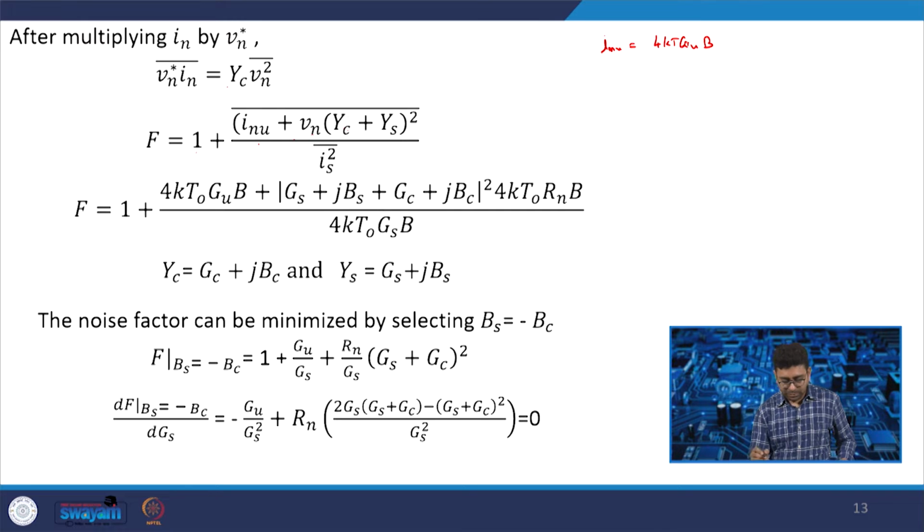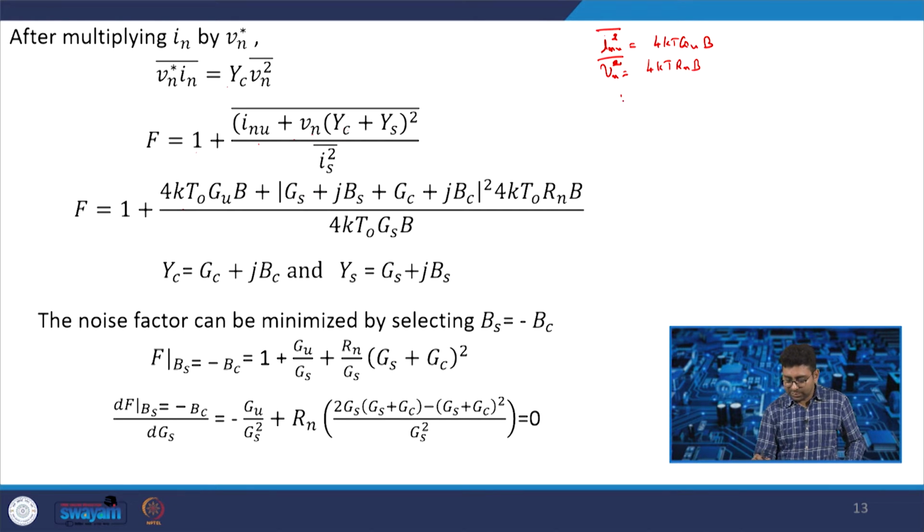Gu into B, and you can write a Vn that is due to the resistance, 4 kT Rn into B. We already saw this while discussing the noise current and noise voltage. So the input referred noise means the mean square value of the noise current and the mean square value of the noise voltage. That can directly be written as 4 kT naught Gu B, times Yc plus Ys.